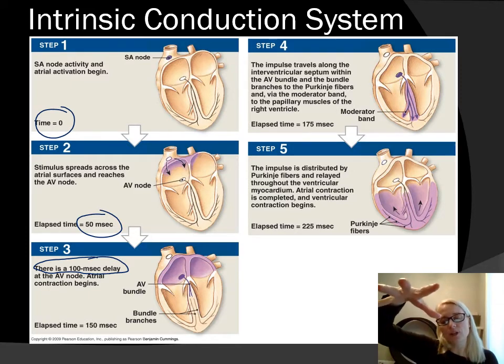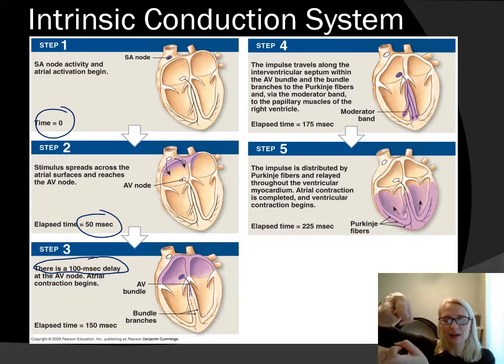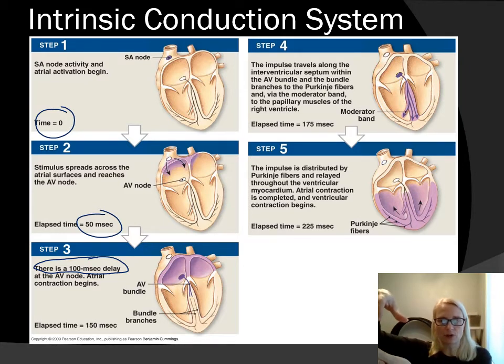Because if we were to contract the atria and the ventricles at the same time, the blood would be pushing against each other and it's not going to be very efficient. So we want the atria to contract first, get all of that done, then the ventricles are going to contract. So it is coordinating these two, atria and ventricles. We don't want them contracting at the same time.